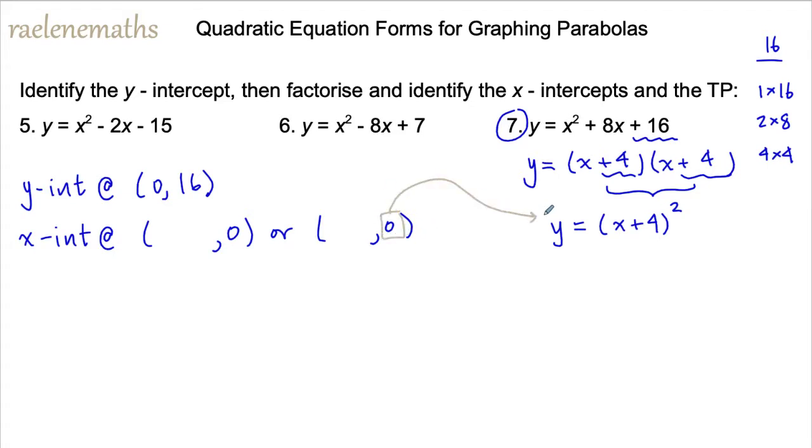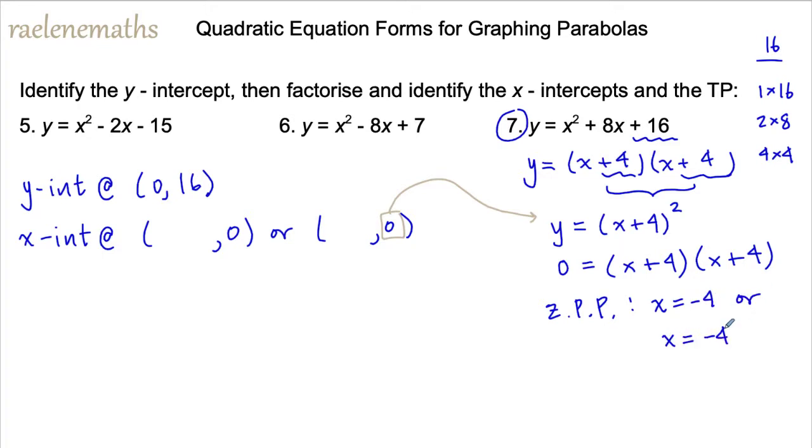We set y equal to 0 to get the x-intercepts. Writing this out in expanded form as (x plus 4) times (x plus 4) says, by the zero product property, that either the first factor equals 0 or the second factor equals 0. When we solve, this tells us that x equals negative 4 or negative 4. So we really only have one x-intercept, and it's located at (-4, 0). The second point is really just the first point repeated.